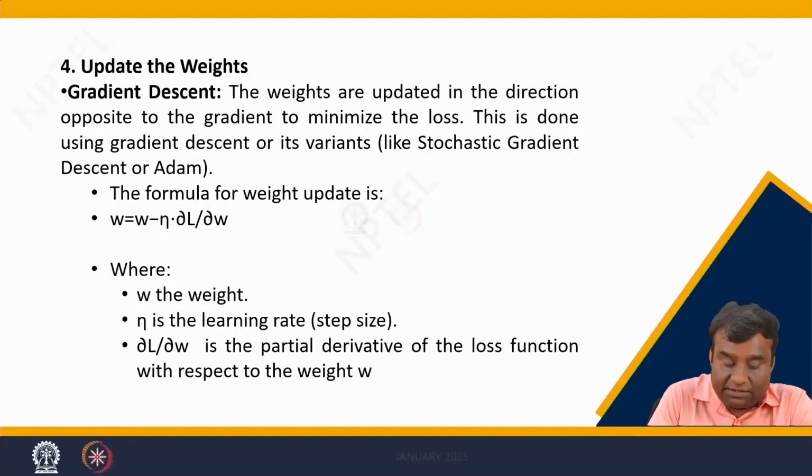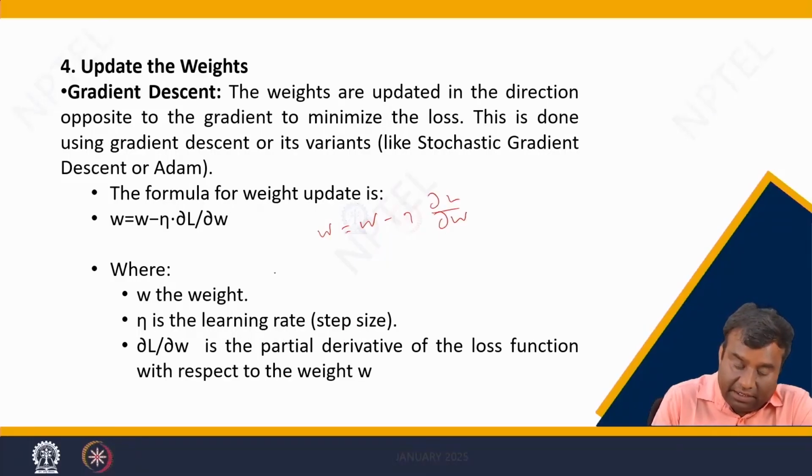Step 4 is to update the weights, that is gradient descent. The weights are updated in the direction opposite to the gradient to minimize the loss. This is done by using gradient descent or its variants like stochastic gradient descent or Adam. The formula for weight update is W equals W minus eta times del L by del W, where eta is the learning rate, L is the loss function and W is the weight.